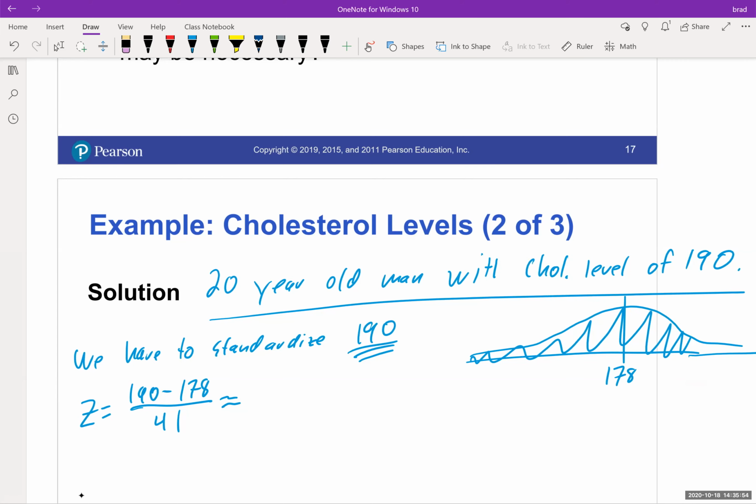Actually, I drew that incorrectly. I fooled myself. If 41 is the standard deviation, that means that if you go from 178 plus 41, our first standard deviation would be here at 219. So where is 190? 190 is probably right here, right? So that's 190. They want to shade all this and know how much area is right there, okay? I get a Z-score of 0.29268, and so on.